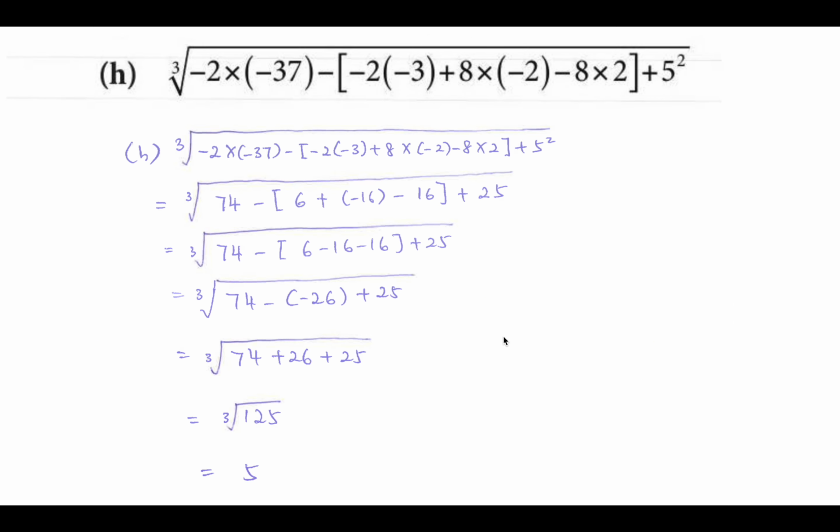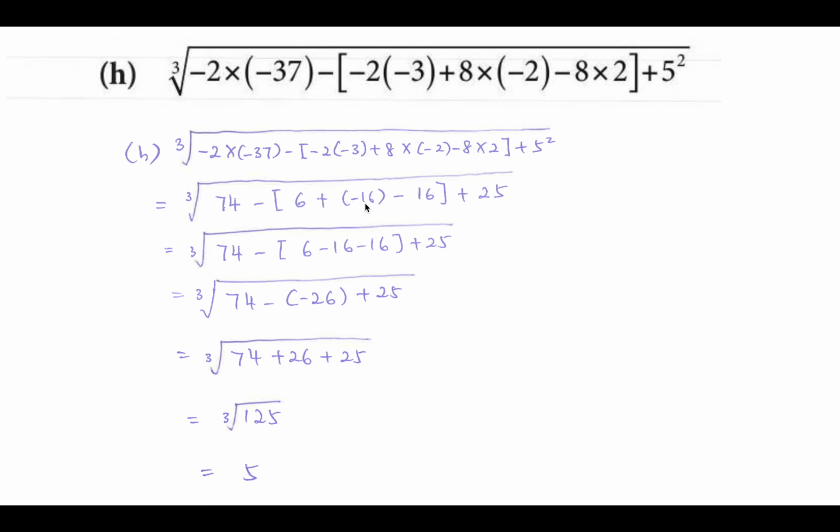H. Now this particular question, everything is to be cube rooted, but before that, we need to sort out the expression that's inside the cube root. So let's start with the brackets. So what do we have here? We have first of all, down here, negative 2 times the negative 37. Well, this one is not affected because after that is subtraction, so we can work that one out to be 74. Now inside the bracket here, negative 2 times negative 3 is 6.